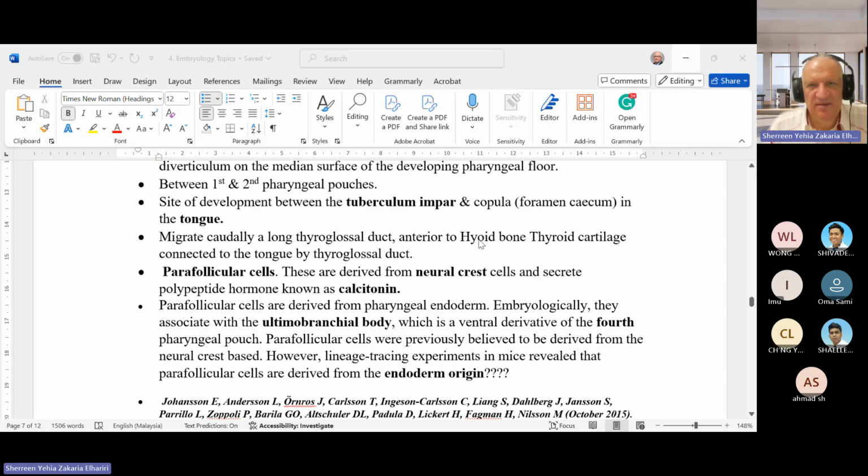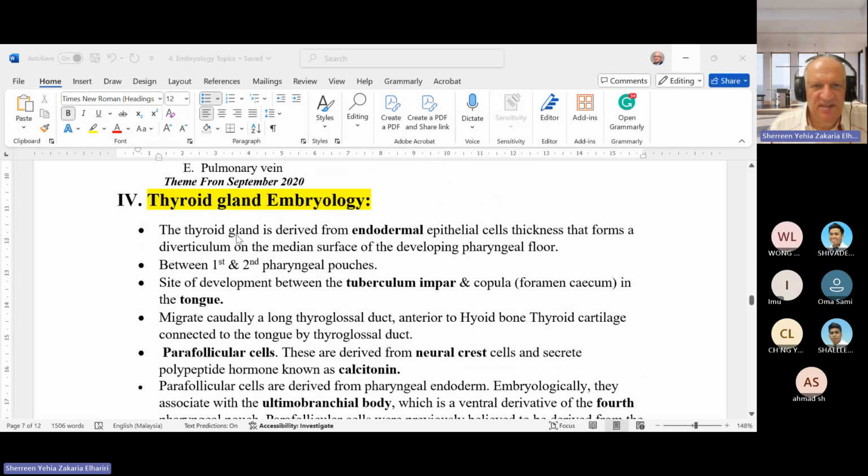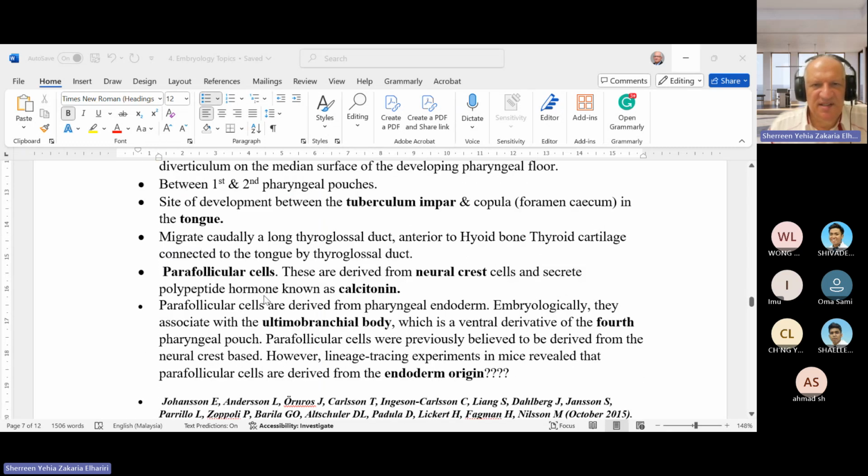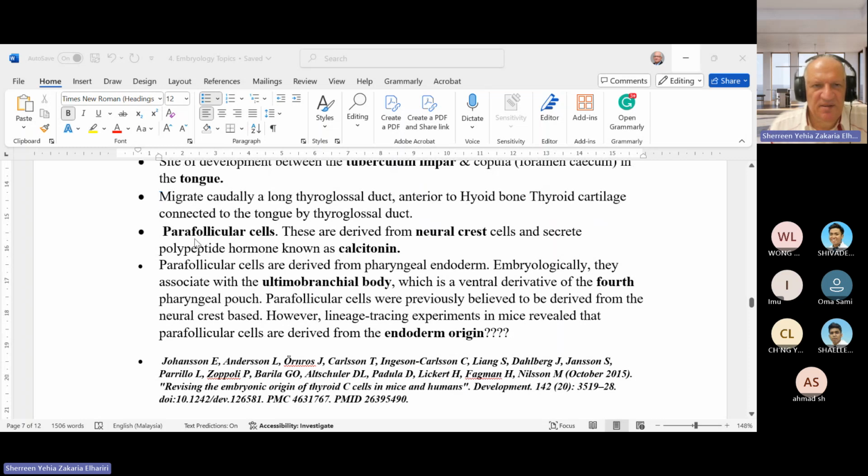After that, it migrates caudally. What I need to add here, of course, we mentioned thyroid is endoderm. What about the parathyroid, the parafollicular cell? It is derived from neural crest and secretes the hormone called calcitonin. And this explains why medullary thyroid carcinoma occurs in parafollicular cells, which are from neural crest and secrete calcitonin.